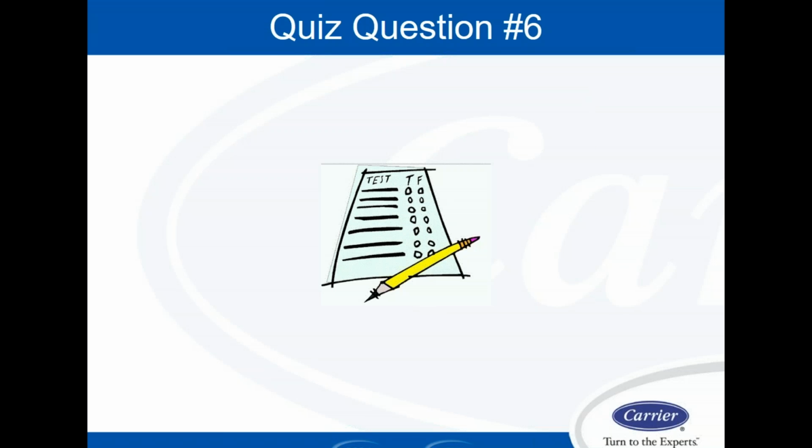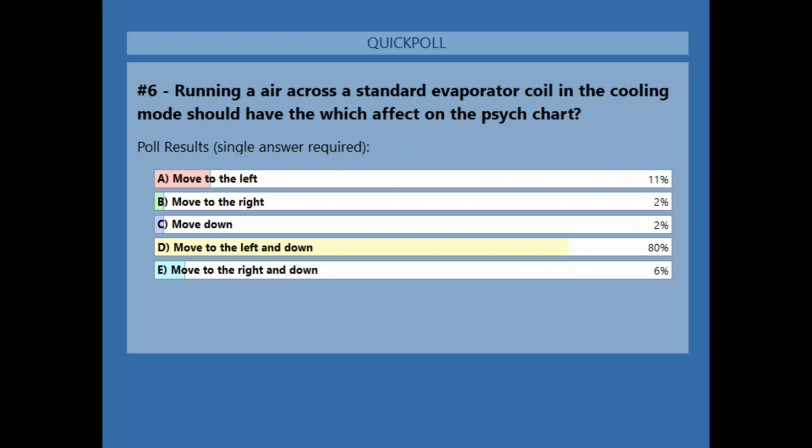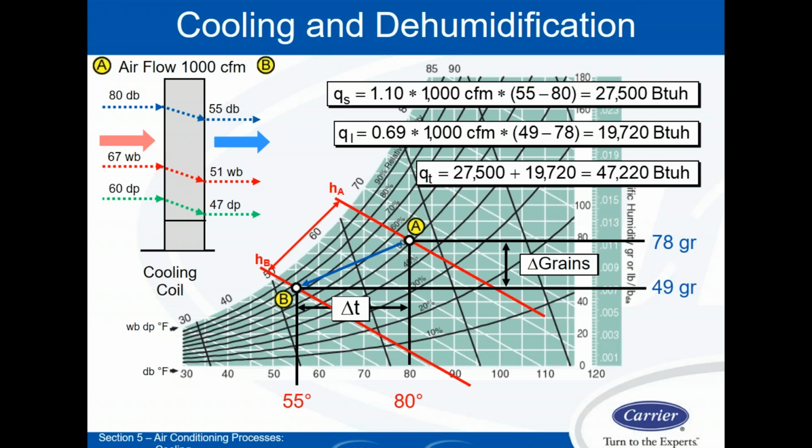Just for clarification, if I go back one slide here, when I'm doing a standard evaporator and cooling the air down, I'm cooling it from right to left, and then I'm dehumidifying it downward as well. So it's this blue line here from A to B. Down and to the left is in fact the correct answer, and 80-some percent of you got that correct. Let's answer a few other questions while we're here.